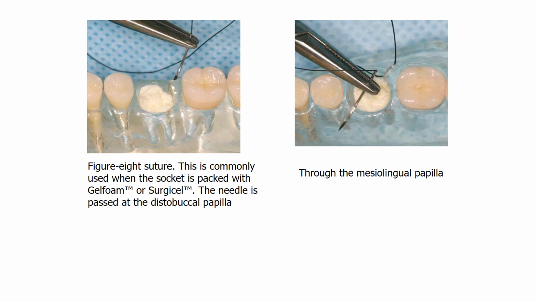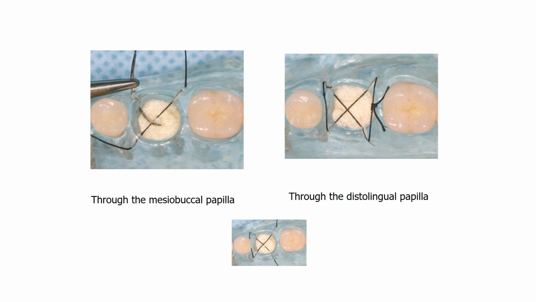We can also use a figure of 8 suture. This is commonly used when the tooth socket is packed with Surgicel or gel foam. In this case, the needle is passed, for example here, at the distal buccal papilla and comes out through the mesiolingual papilla, distal buccal to mesiolingual. Then it is reintroduced through the mesiobuccal of the papilla and comes out through the distal lingual of the other papilla. Then you can tie the suture together, and it will appear as a figure of 8 suturing.